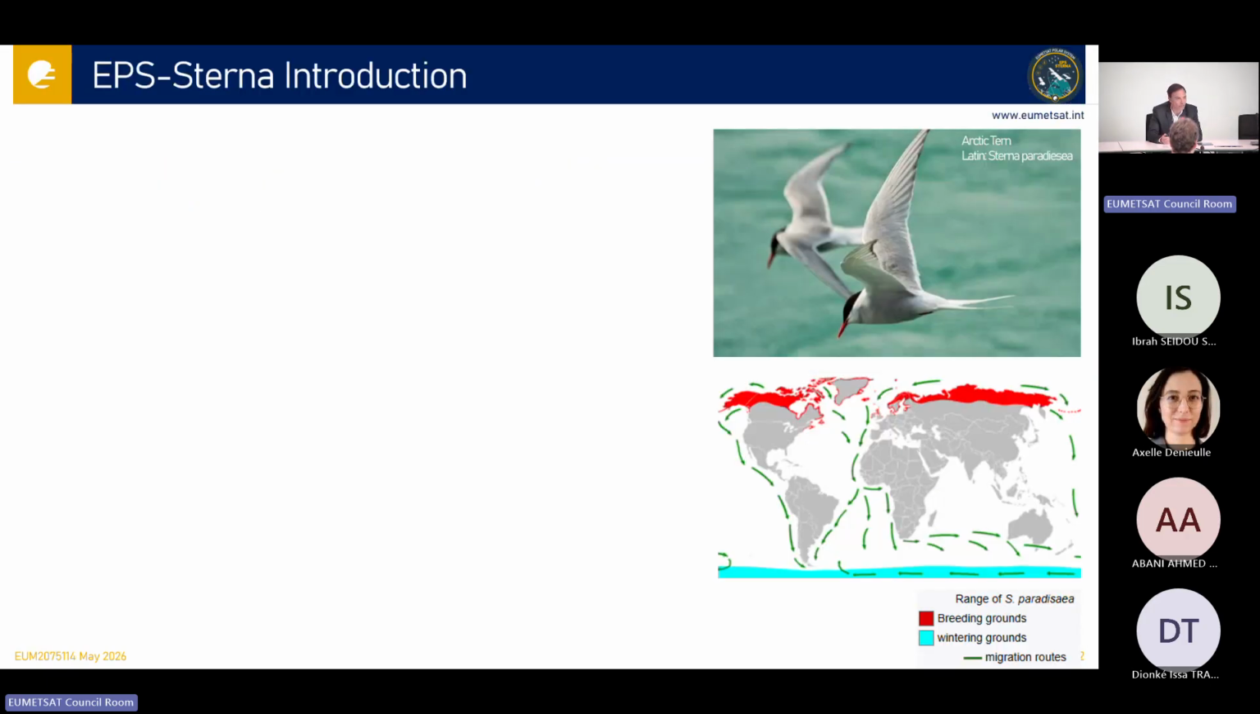So let's start with the name Sterna. Sterna is a Latin name for the Arctic tern, which is a bird which migrates between the Arctic and the Antarctic throughout the year. This is a kind of symbol of low Earth orbit satellites. That's why this name was chosen.